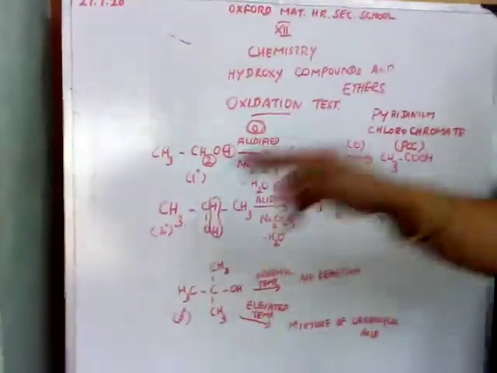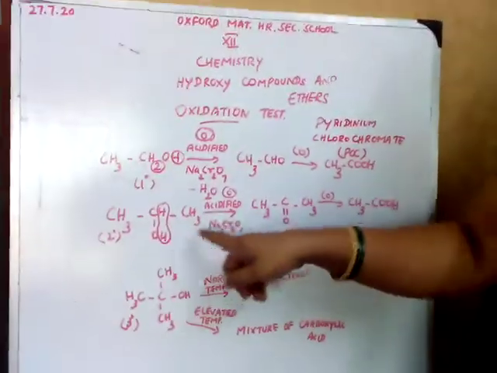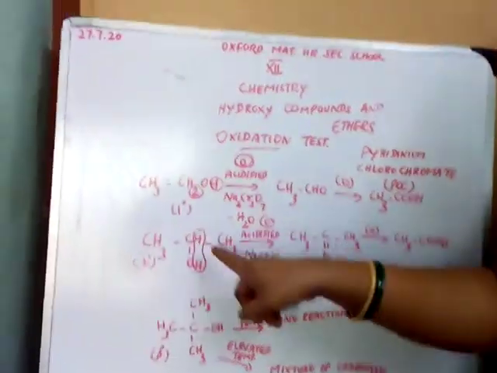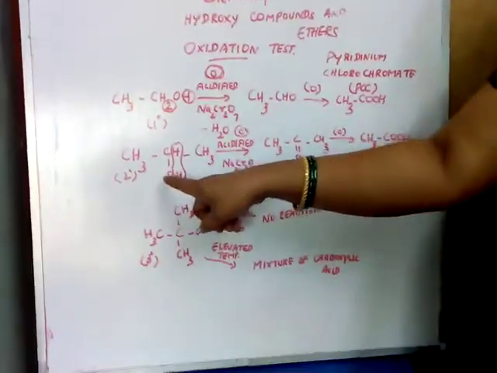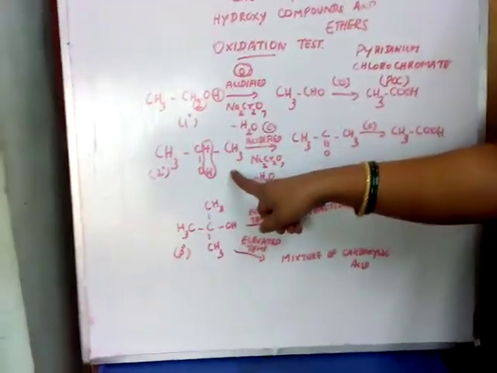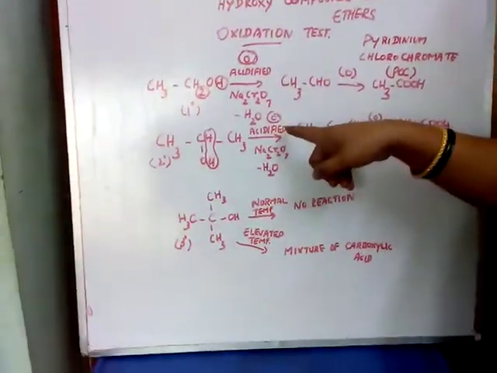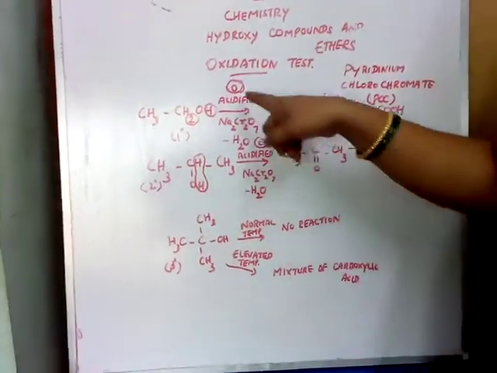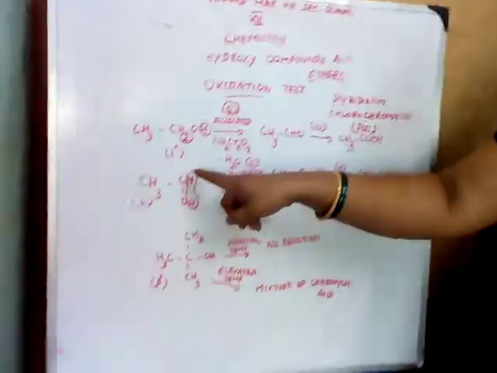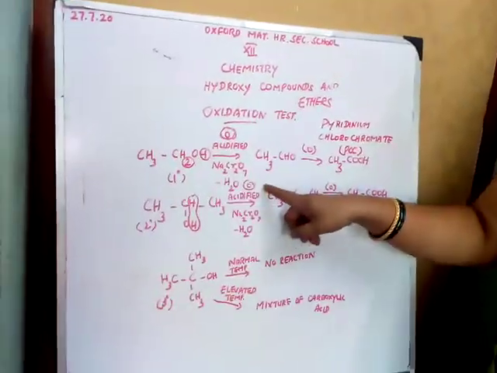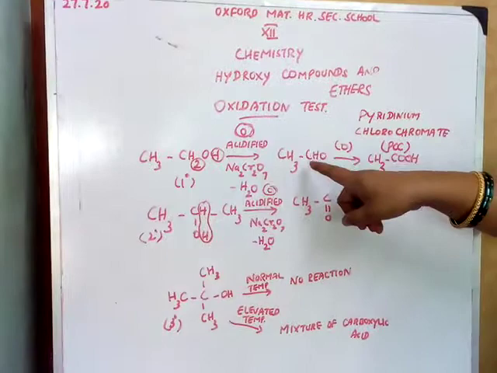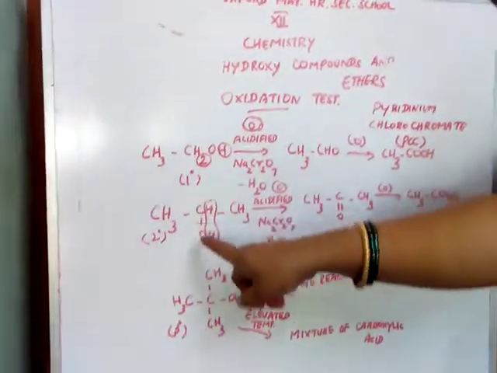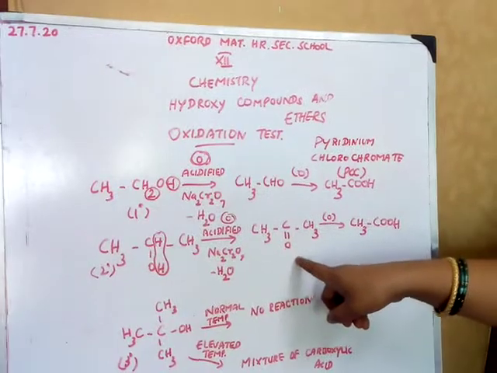Similarly, when we are taking secondary alcohol, how do we say that it is a secondary alcohol? Because two alkyl groups are attached to this alcoholic group. So it is said to be a secondary alcohol. Secondary alcohol on oxidation with acidified sodium dichromate, the same acidified sodium dichromate we are using here also. At that time, these two hydrogens and oxygen together form water. Here primary alcohol on oxidation gives aldehyde. Secondary alcohol on oxidation gives ketone.